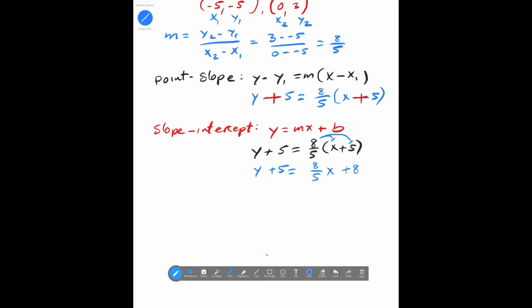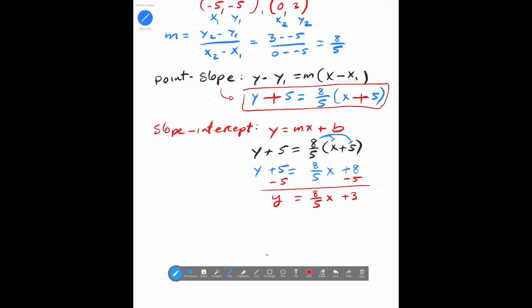Okay. And the last step is to get rid of the positive 5 on the left, so y can be by itself. So minus 5, minus 5. All right. That right there is your slope intercept form. Okay. So that is the point slope form. This is your slope intercept form. Okay. We have mx plus b.